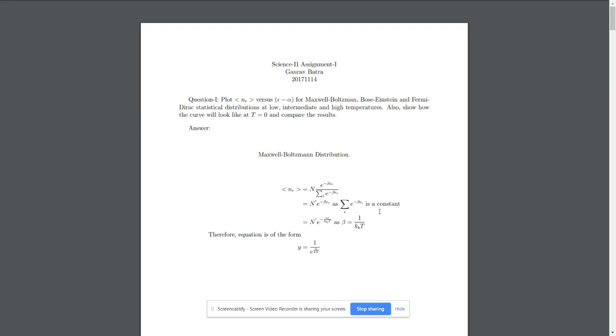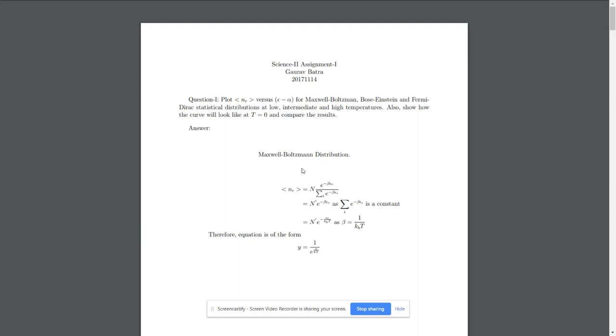I am Gaurav Batra. Basically, in this assignment we had three questions. Question 1 is that we have to plot the average number of particles in a given energy state versus the energy state minus alpha, where alpha is minus beta mu, where mu is the chemical potential. We have to do this for different distributions like Maxwell-Boltzmann, Bose-Einstein and Fermi-Dirac. We had to analyze the results at low temperature, intermediate temperature, high temperature, and T equal to 0.